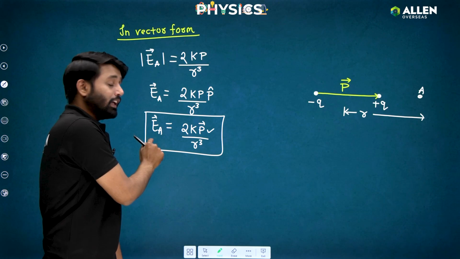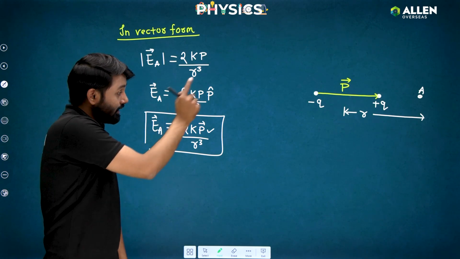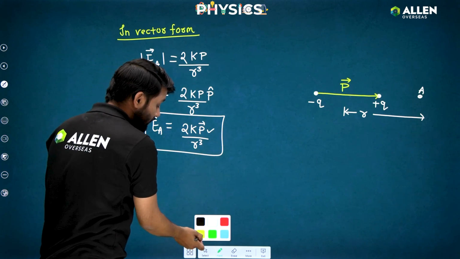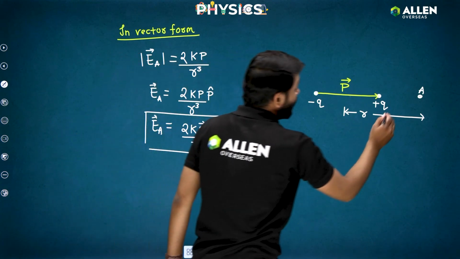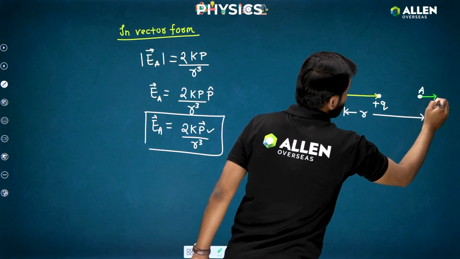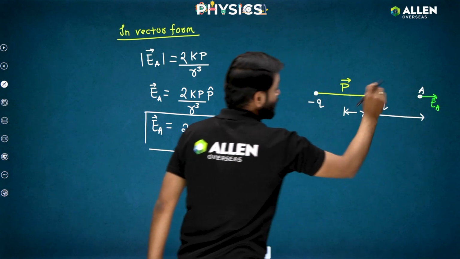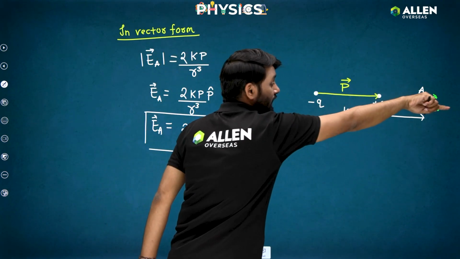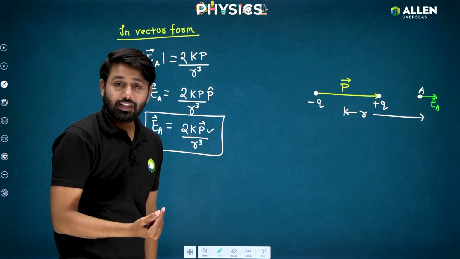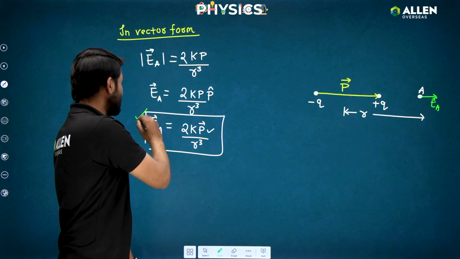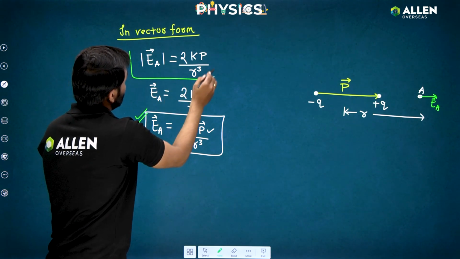So the direction of the electric field, in this case, is always along the direction of the electric dipole moment. If the electric dipole moment is in this direction, then the direction of the electric field is also this. Is that clear? So you have to keep in mind this formula and this magnitude formula.